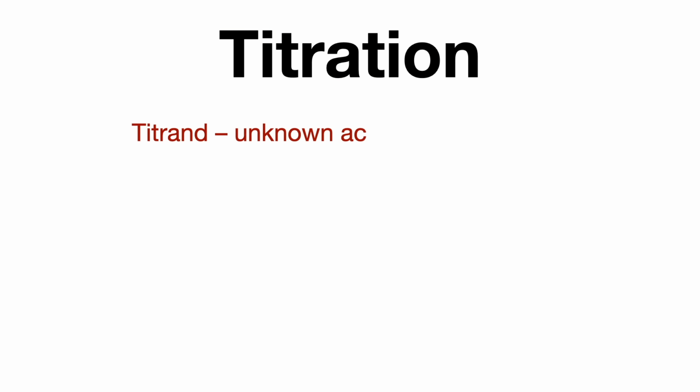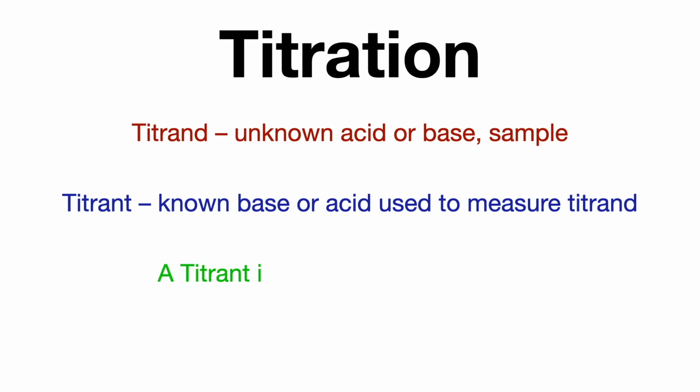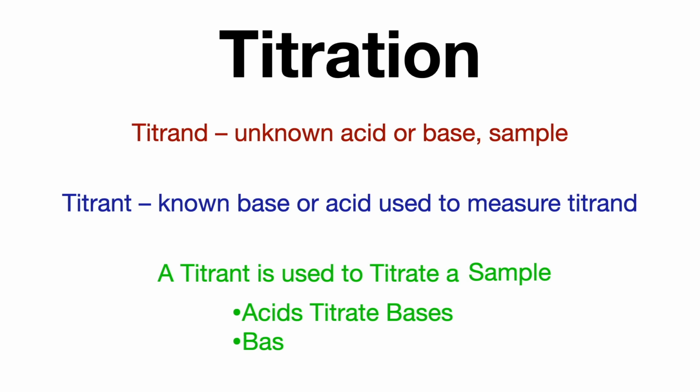The titrand is the unknown acid or base sample, and the titrant is the known base or acid used to measure the titrand. A titrant is used to titrate a titrand, or more simply said, a titrant is used to titrate a sample. And because acids are more soluble with bases and vice versa, acids are used to titrate bases, and bases are used to titrate acids. I don't think I've said titrate enough times, so let's get to it.